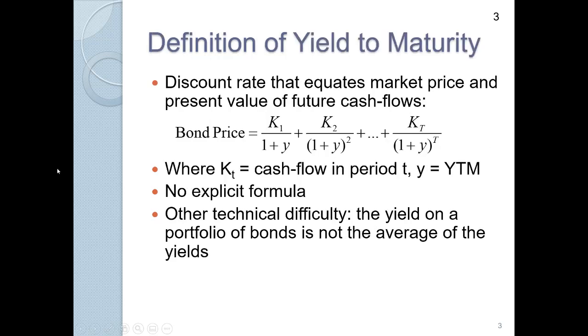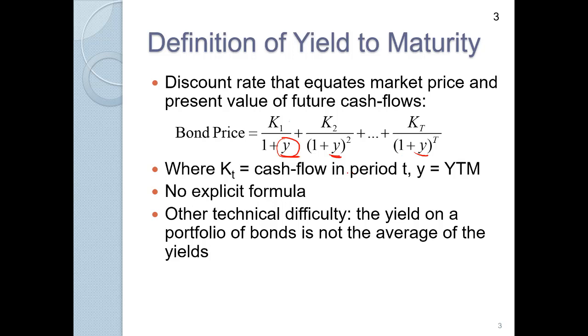So what's the definition of yield to maturity? Tasa de rendimiento al vencimiento. The yield to maturity is basically a discount rate that you use. In this case, this is going to be our Y here. That allows us to discount all the cash flows that a bond has, so K1 up to KT, to get the bond price. So it's very important to notice that this yield to maturity is the same for all the cash flows. So it doesn't change.